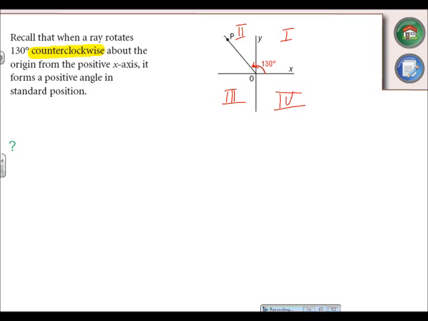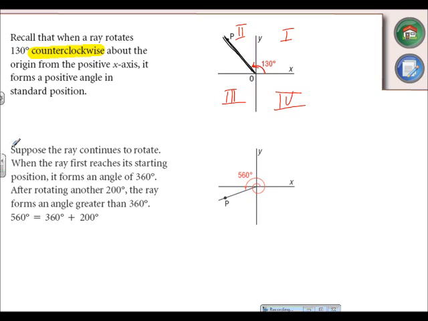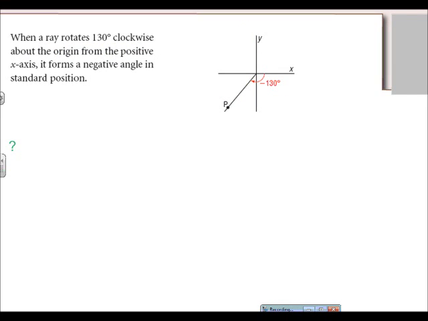Terminal arm is where you stop. Now if we continue rotating that, and you can see there, we're going one full time around, that's 360 degrees to get us back to the positive x-axis, but I'm going further yet. Another 200. So we're going 360 plus the 200. That gives us 560 degrees to get into that second quadrant by going around one whole time and further.